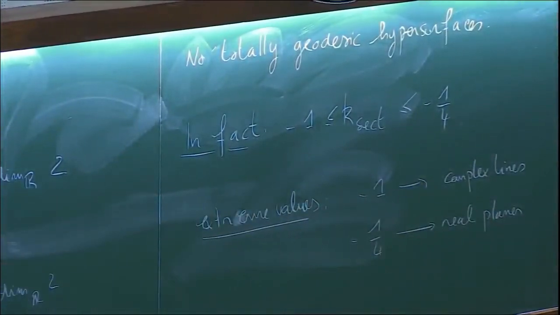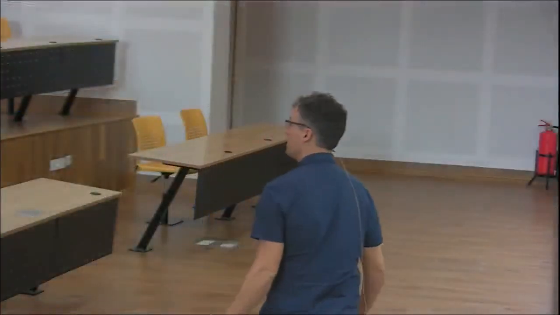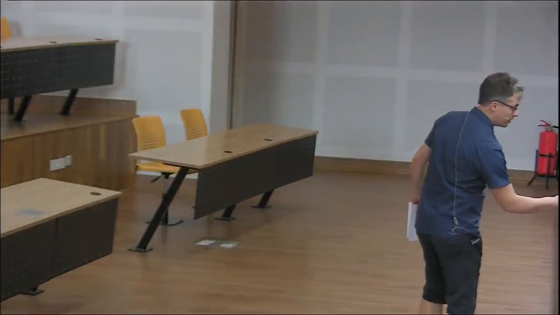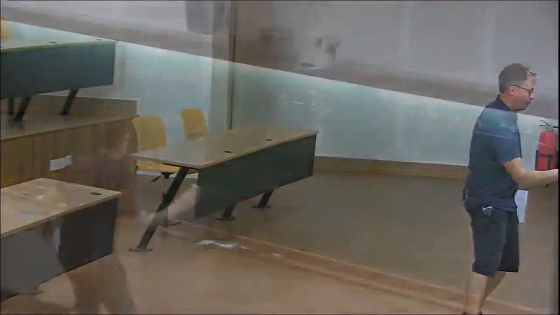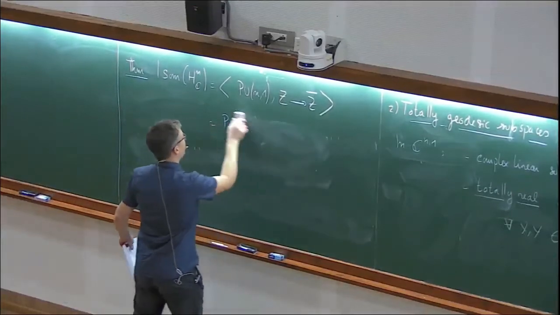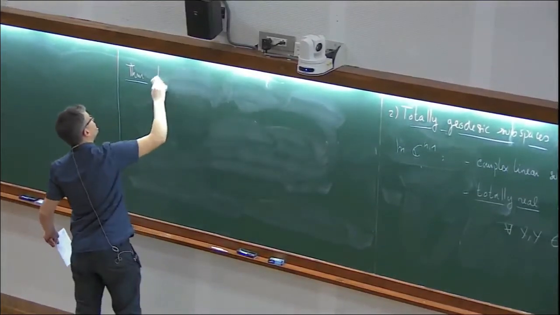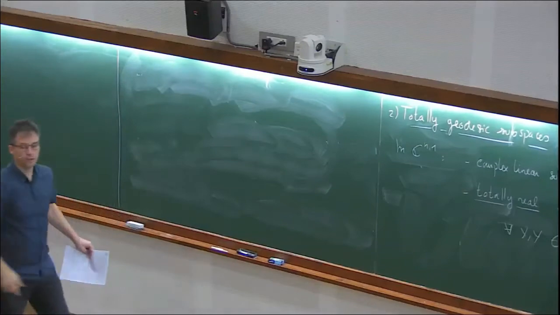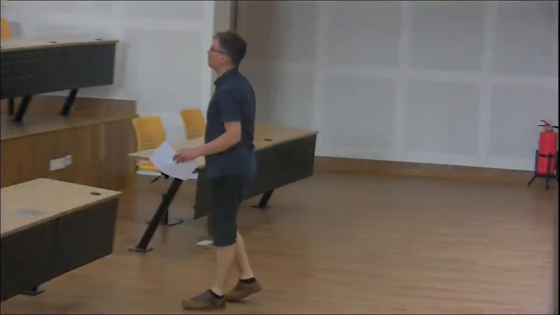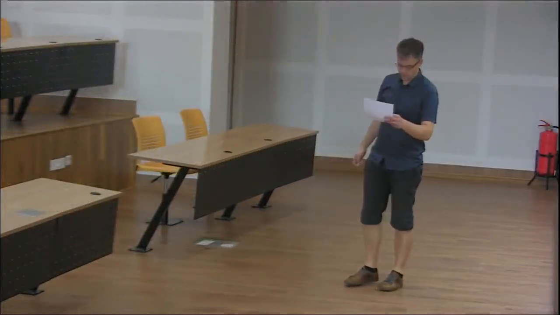Okay. Now, I said there were no totally geodesic hypersurfaces. So this makes life a bit difficult sometimes in complex hyperbolic space, because, for instance, when you want to describe a polyhedron, you don't have canonical faces like you have, for instance, in real hyperbolic space. But still, you can use fair substitutes. So I'm going to give you now a class of hypersurfaces that can be used.